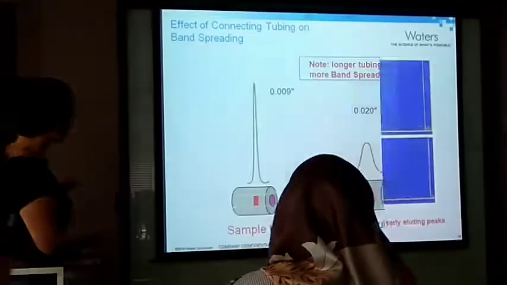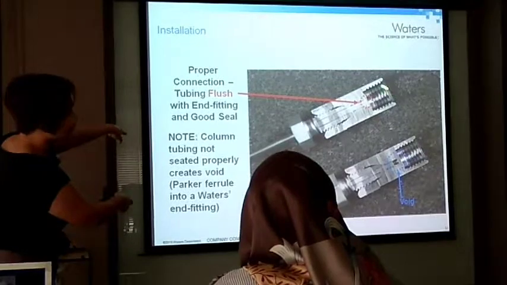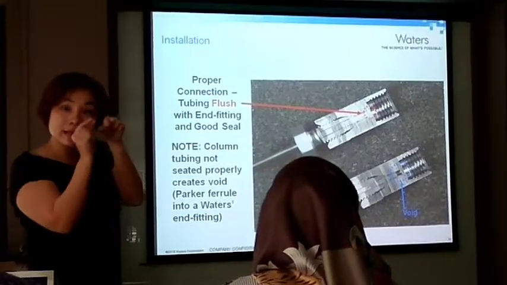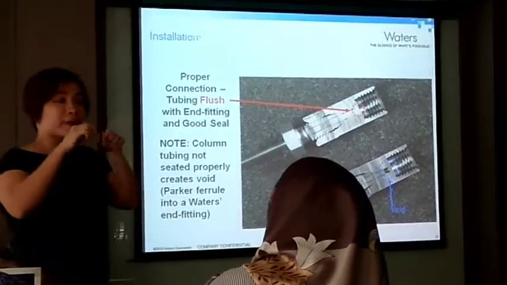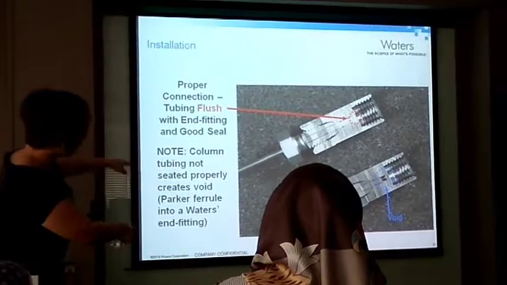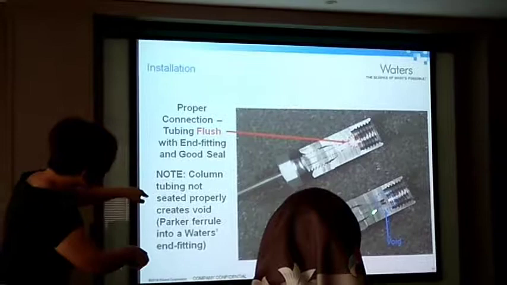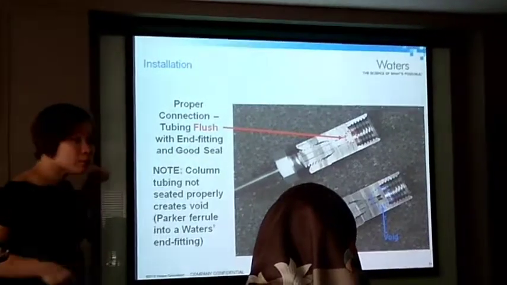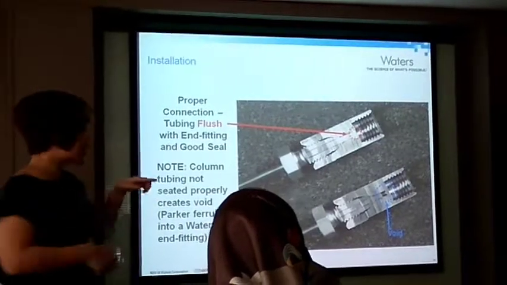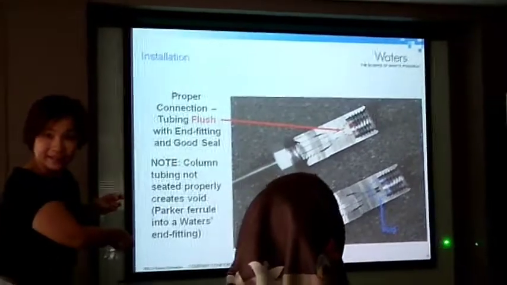Just now you saw that, right? Different brand of column, this part is different, the end connector. So sometimes it's deeper, sometimes it's shallower. So if you have a stainless steel nut like this, once this is screwed tight, the ferrule position is fixed. You cannot poke the tubing all the way to the end. So that's why when you use a different brand of column, you may sometimes risk having a void there.